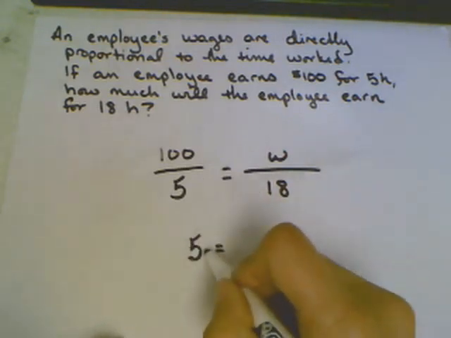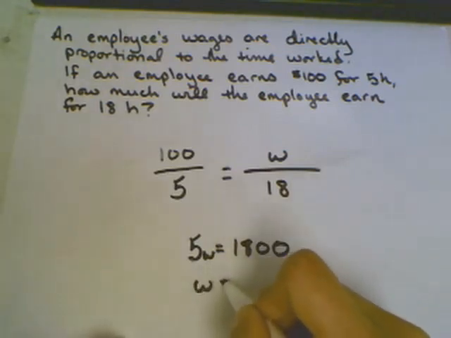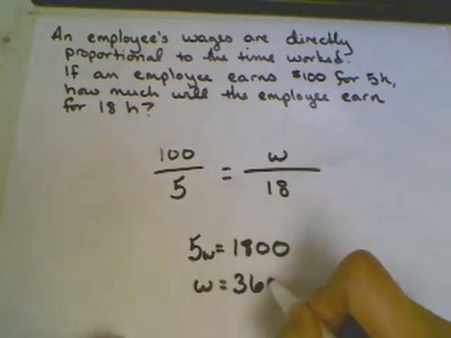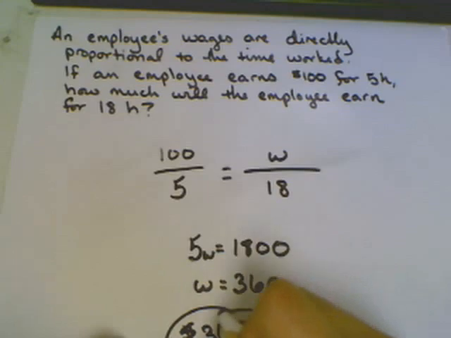Cross multiply to solve. So 5W is going to equal 1800. W then is 360. So that means in 18 hours you can make $360.